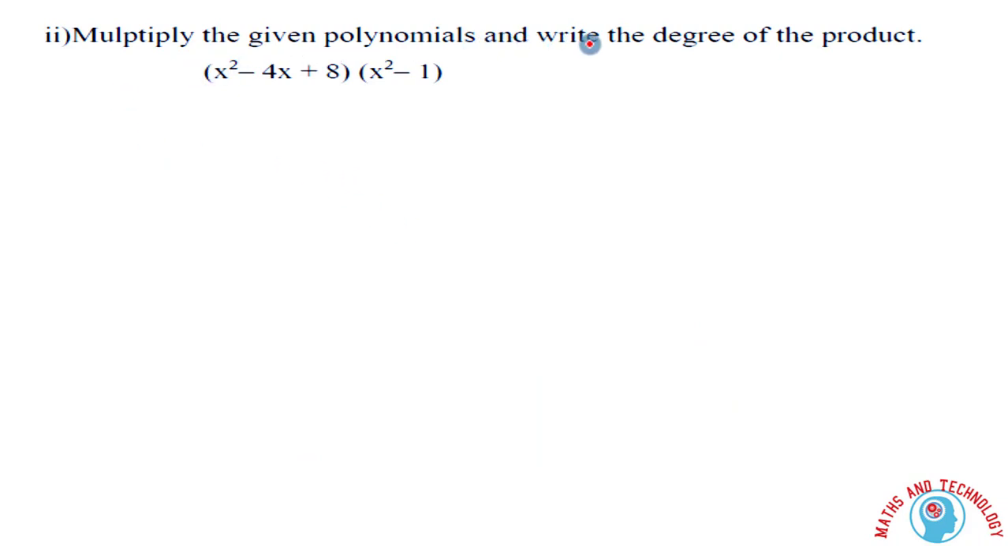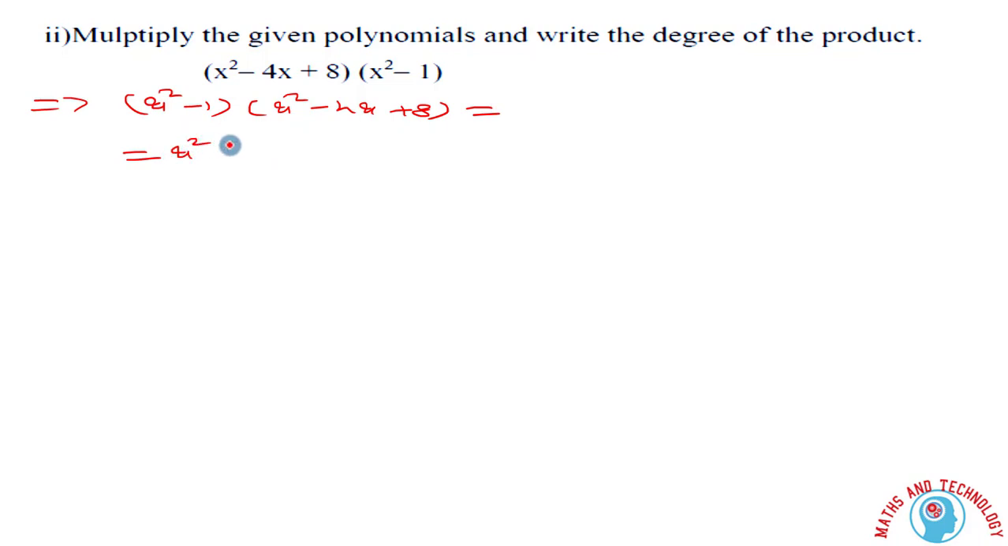Multiply the given polynomials and write the degree of the product. Here, taking multiplication, (x square minus 1) into (x square minus 4x plus 8) equals, we write equals here. We multiply x square to the whole bracket and minus 1 to the whole bracket.